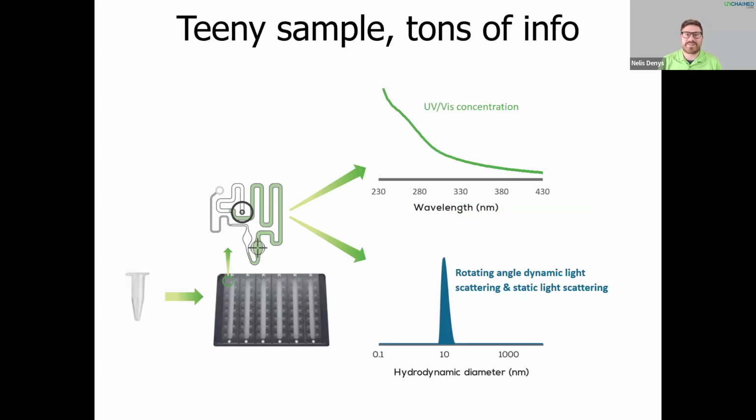Stunner is the only system that pulls together UV-vis concentration, rotating angle dynamic light scattering, and multi-angle static light scattering on the same 2 microliter sample. So you just load your 2 microliter sample in a Stunner plate. You don't have to bother with any sample prep or dilution or anything like that. You just load your sample as it is.